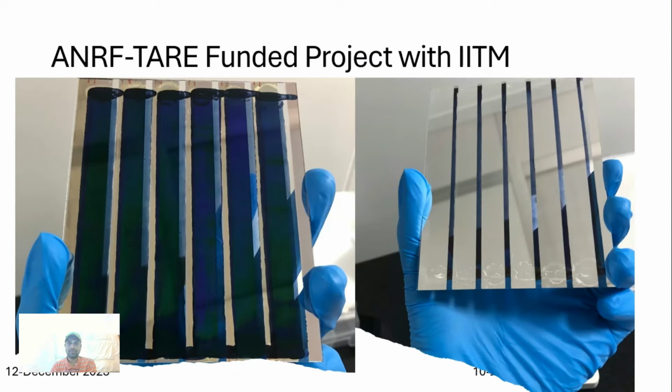I told you I was fabricating these organic PVs, so these are them. This is called a mini module, not a cell. You can see I'm holding it in my hand. This was recently fabricated, only last month. Luckily, we got some good modules, because for the past 2 years we have been struggling. But with God's grace, we were able to make some good progress.